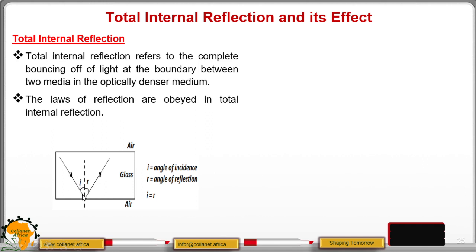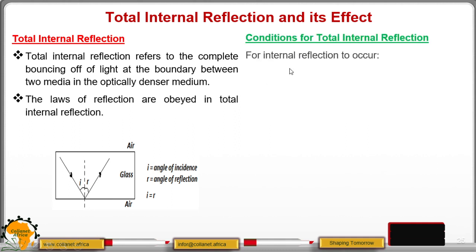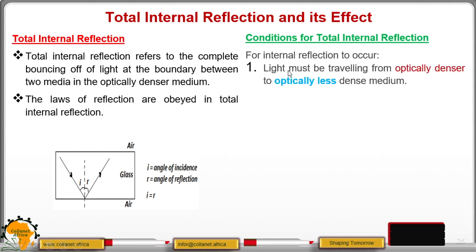We have the angle of incidence i, and we have the angle of reflection, because now this ray is not refracted but it is reflected. But what happens so that this can occur? When does total internal reflection occur? We have the conditions. One, the ray must be traveling from an optically denser medium to an optically less dense medium.